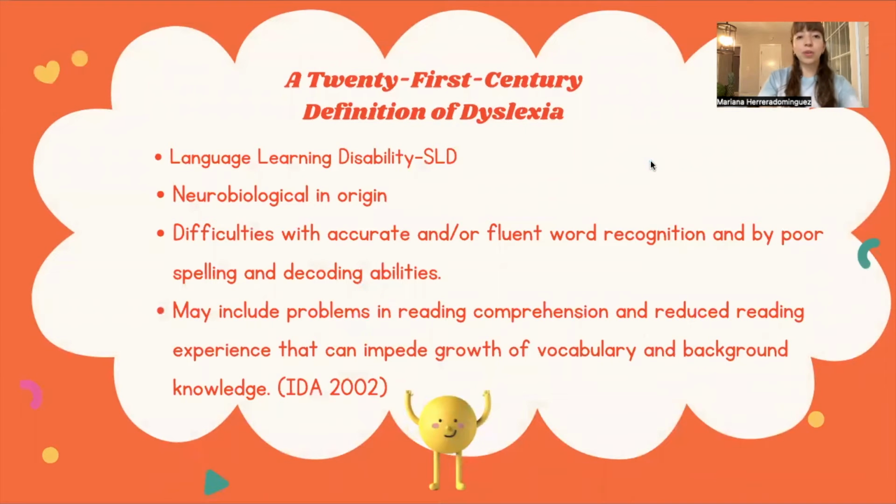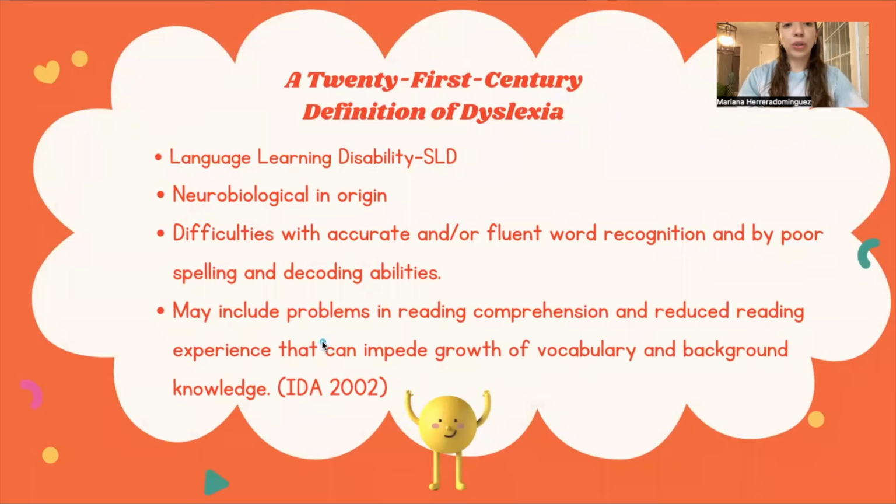So first things first, we're going to talk about the 21st century definition of dyslexia. As we know, in the world of psychology, things are constantly evolving and there's research done on this subject to this date. So dyslexia is directly related with a language learning disability. And usually when a person is assessed, it usually falls under the category specific learning disability related to phonological awareness. It's neurobiological in origin, and it has to do with difficulties with accurately and fluently recognizing words and poor spelling patterns and decoding abilities.